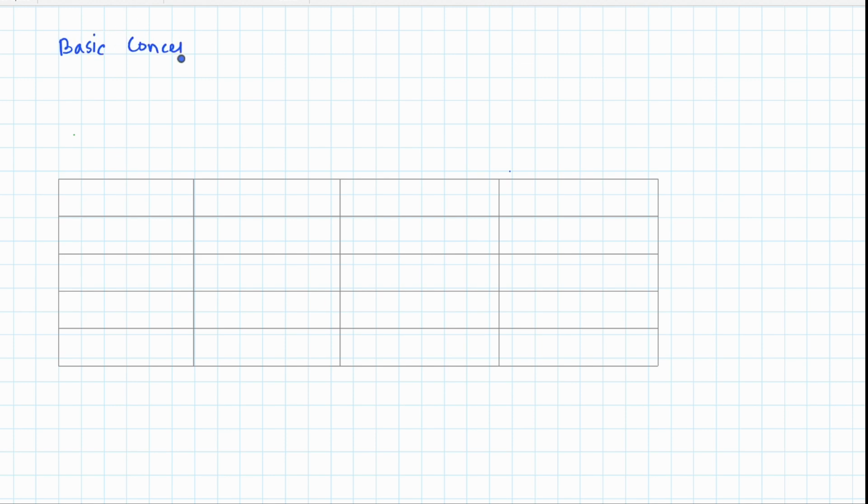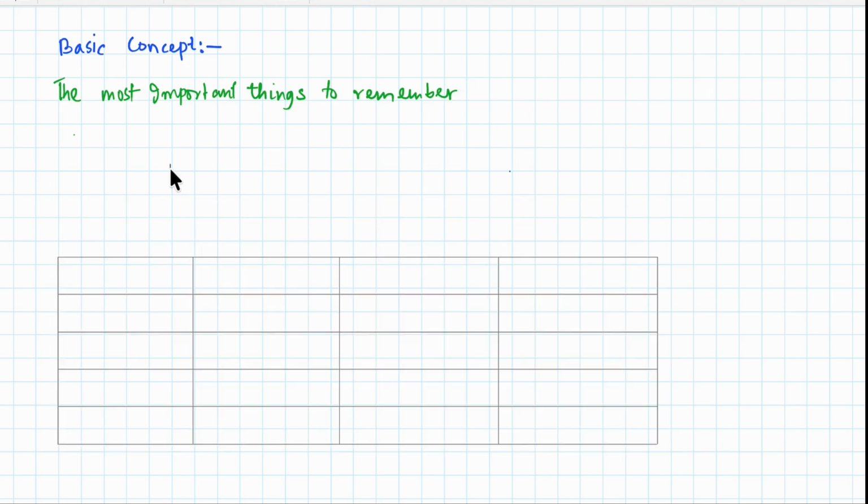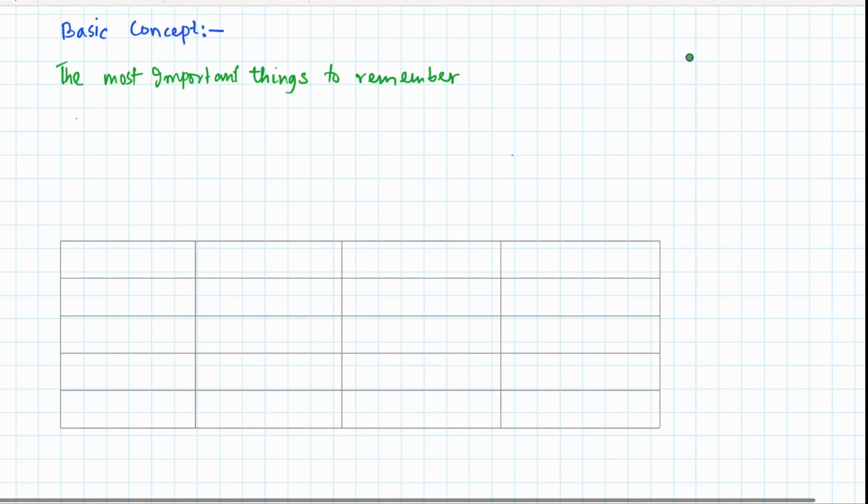Now, the basic concept. What is the basic concept? The most important thing that needs to be remembered. If we remember this particular thing, then it will be very easy to handle these problems, and this problem often comes in the board or any other competitive exam as well.